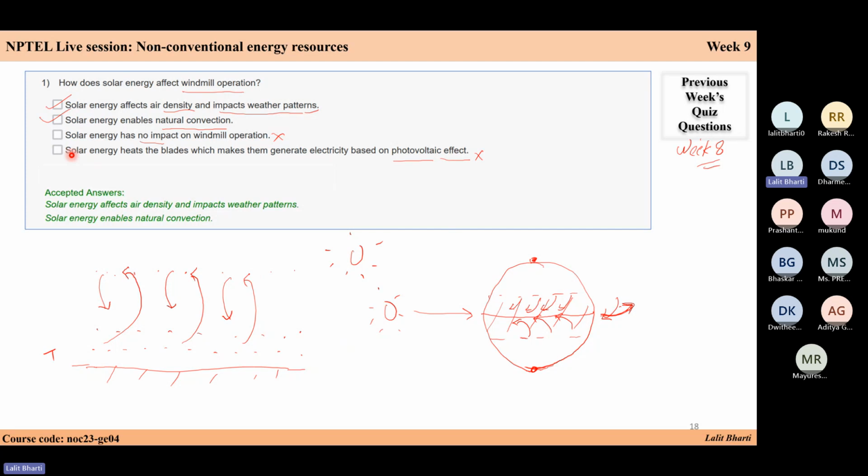Then the third option is solar energy has no impact on windmill operation. That is incorrect. The next option says solar energy heats the blades, which makes them generate electricity based on the photovoltaic effect. That is also incorrect because solar energy and the blades are not related; they're asking about the blades of the wind turbine. So options one and two are correct.